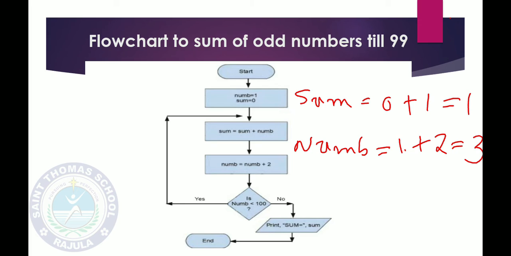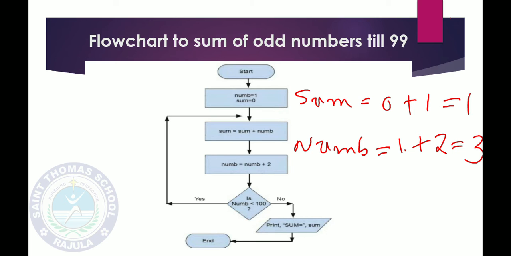This is the looping process, students. And see, if you are not keeping the correct condition at the last, that is number less than 100, if it is not written correctly by you, then the loop will continue. Then it will become an infinite loop. It will never stop. So this condition is very important over here. So I hope you understood this flowchart to sum odd numbers till 99.